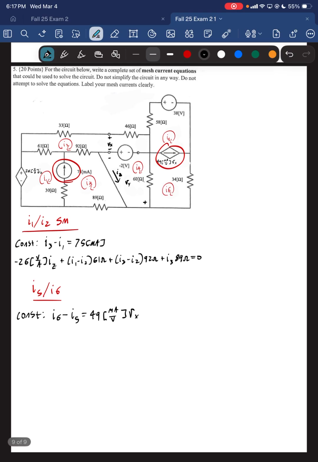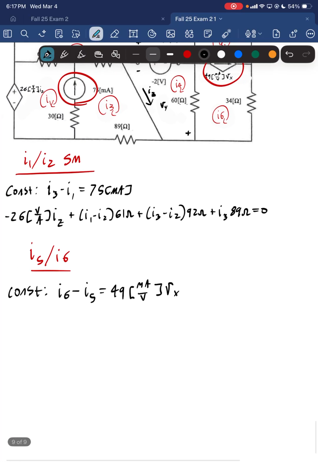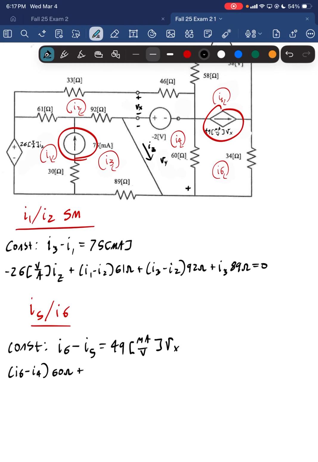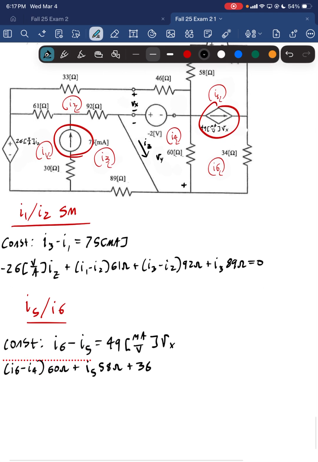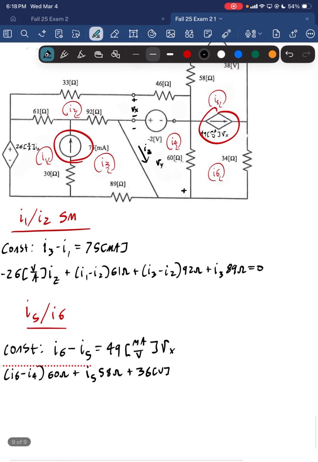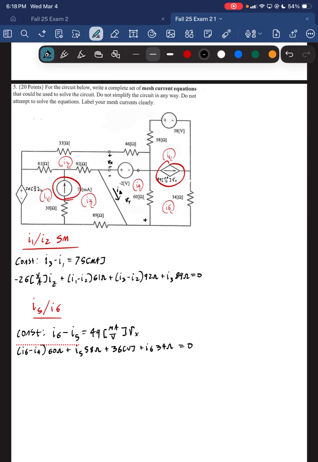And now we need to do our giant KVL for that super mesh. So again, I'm going to start on the bottom left. And so it's going to be I6 minus I4 times 60 ohms, plus I5 times 58 ohms, plus 38 volts, plus I6 times 34 ohms, equals 0. And that is our second equation for our second super mesh.